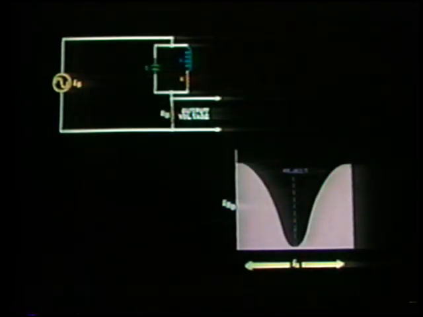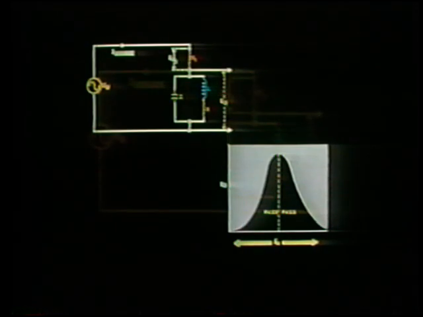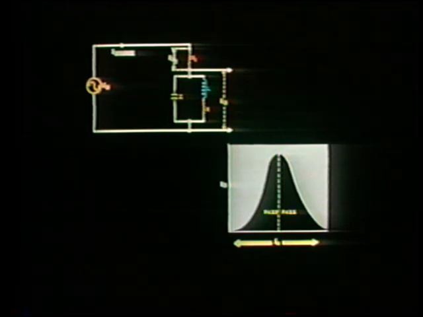Now let's look at some of the applications of parallel tuned circuits. When a parallel tuned circuit is connected in series with a load, it offers maximum impedance to the frequencies within the bandwidth. These frequencies will, therefore, be blocked from the load. The circuit will function as a band reject network. By connecting the parallel tuned circuit as the load, the output voltage will be maximum within the resonant bandwidth. This circuit now functions as a band-pass network.